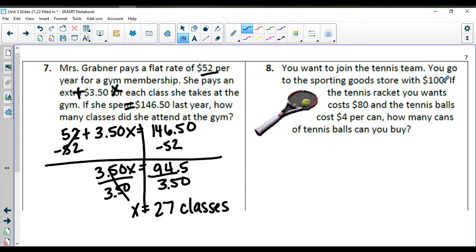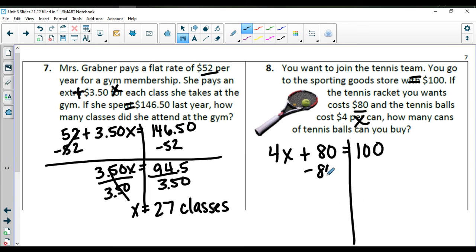Question number 8, you want to join the tennis team. You go to the sporting goods store with $100. The tennis racket you want costs $80, and the tennis balls are $4 per can. How many cans of tennis balls can you buy? So this is going to get our X, because we're going to buy one racket and then multiple cans of the tennis balls. Our 100 is our equals number, because that's how much we have. So we're going to get $4 cans of tennis balls at X, a number of them, plus $80 for the racket is going to add me up to my $100 total.